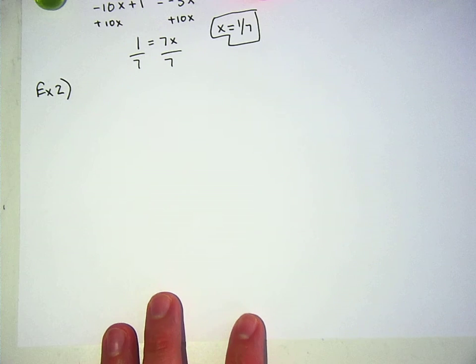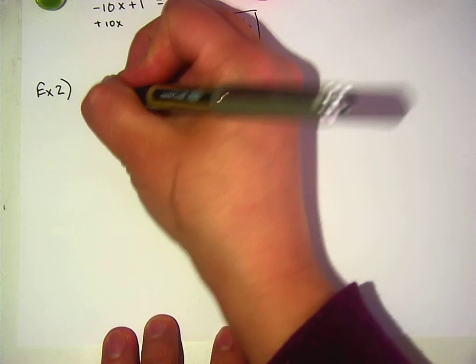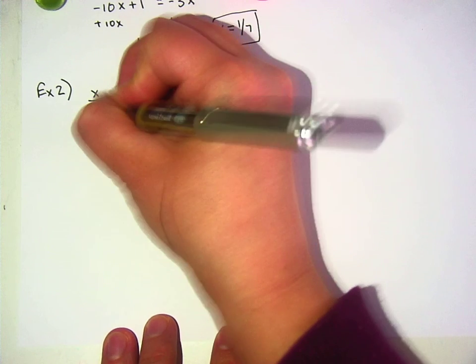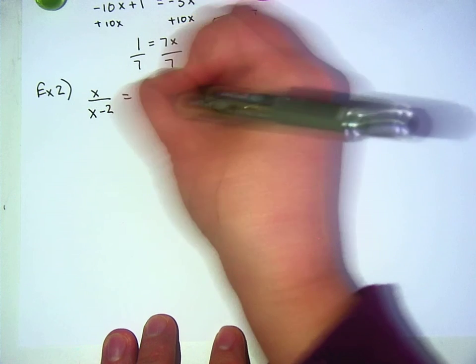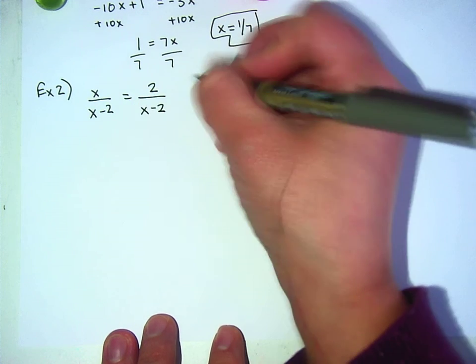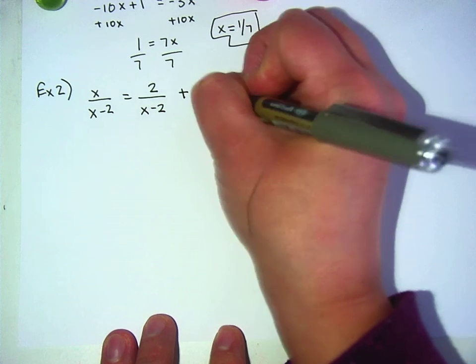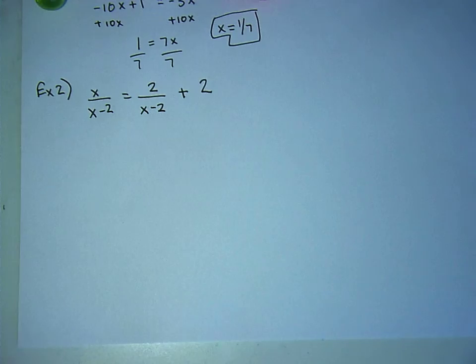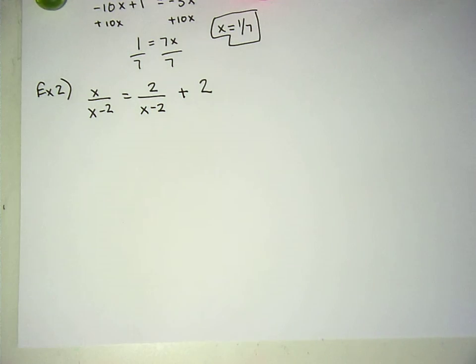All right, want to try again? Yeah. x over x minus 2 equals 2 over x minus 2 plus 2. A lot of 2's in there. All right, talk to your partner. Talk the whole time.